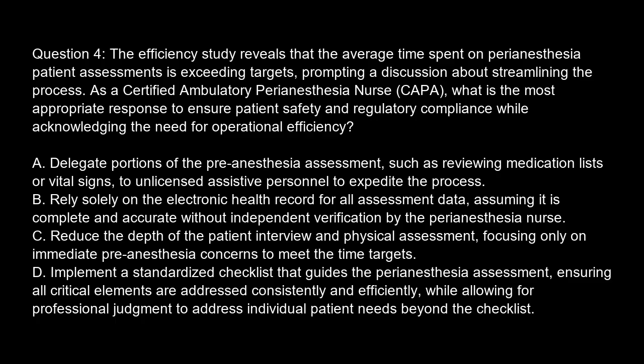Option A. Delegate portions of the pre-anesthesia assessment, such as reviewing medication lists or vital signs, to unlicensed assistive personnel to expedite the process. Option B. Rely solely on the electronic health record for all assessment data, assuming it is complete and accurate without independent verification by the perianesthesia nurse. Option C. Reduce the depth of the patient interview and physical assessment, focusing only on immediate pre-anesthesia concerns to meet the time targets. Option D. Implement a standardized checklist that guides the perianesthesia assessment, ensuring all critical elements are addressed consistently and efficiently, while allowing for professional judgment to address individual patient needs beyond the checklist.